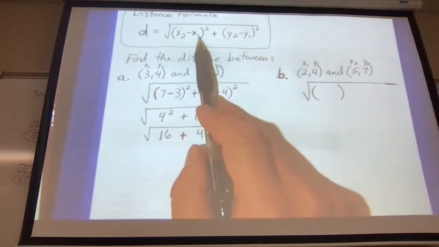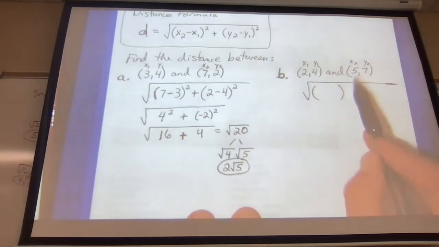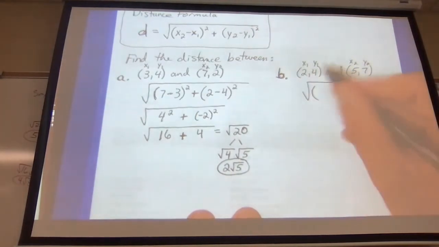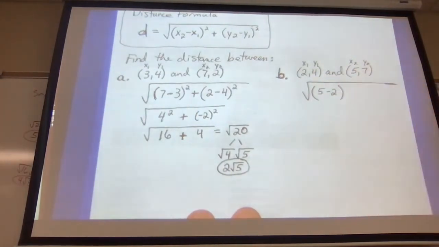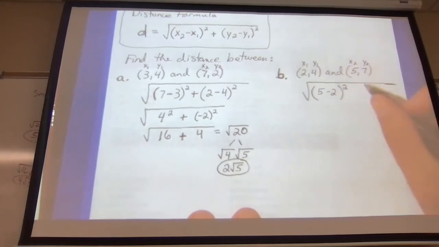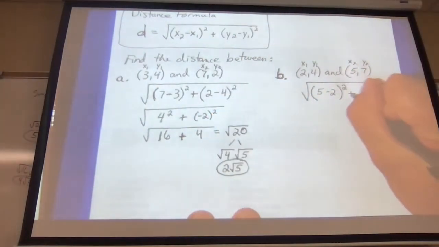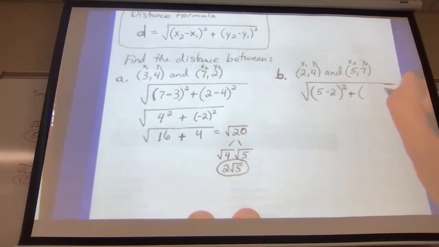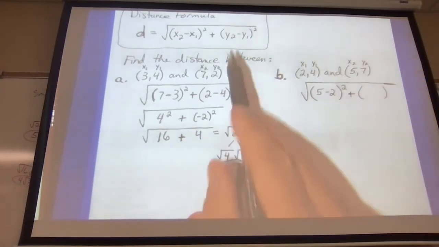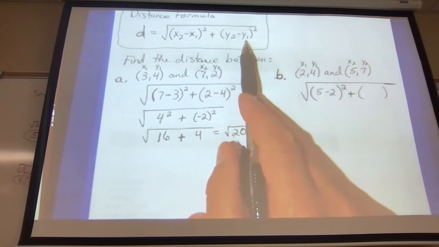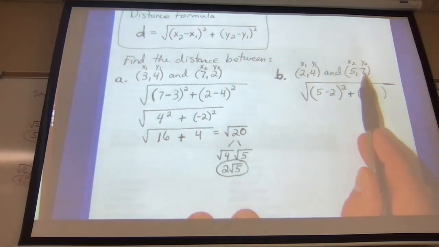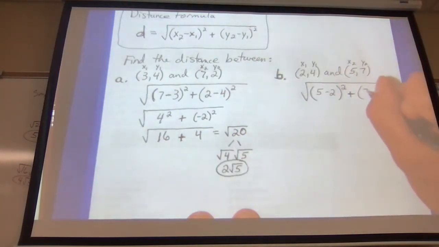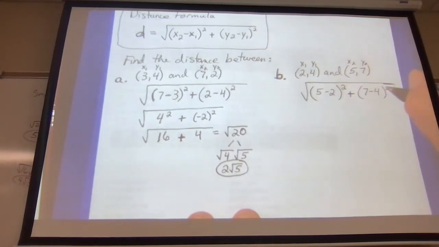Now your formula, we're going to go x2 minus x1 in the first set of parentheses. x2 is 5, x1 is 2. It's 5 minus 2 in the first set of parentheses. And then don't forget to square it. We need the plus in between them. Another set of parentheses for our y coordinates. Again, you're going to go y2 minus y1. y2 is 7, y1 is 4, so that's 7 minus 4 here. And again, you've got to square what's in your parentheses.